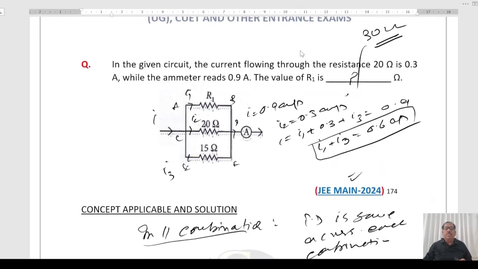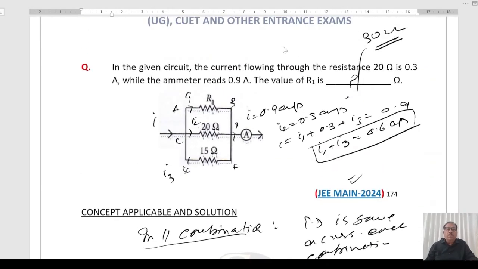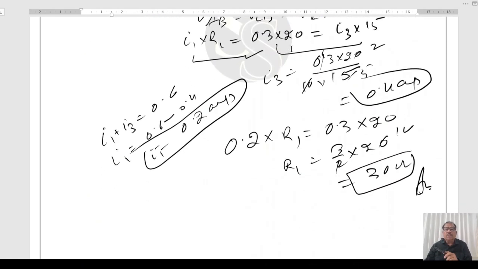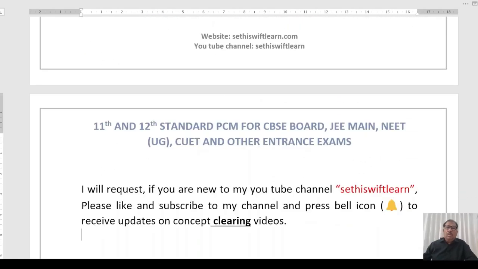Now, simply apply the concept that potential difference in the parallel combination is same. Potential difference across AB equal to potential difference across CD equal to potential across EF. Applying also I into R, I into R, I into R. Applying the KCL here, I equal to I1 plus I2 plus I3. Sum of incoming currents at point C equal to outgoing currents. Right?